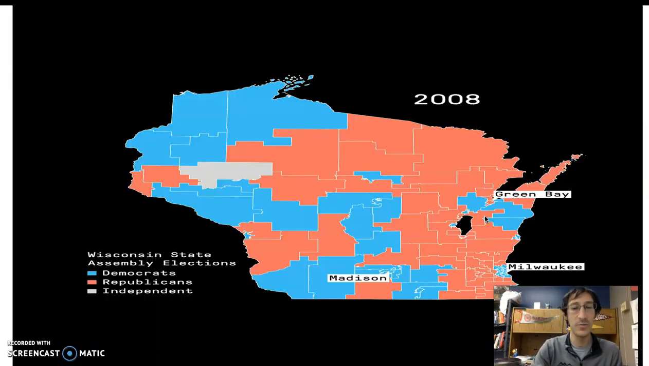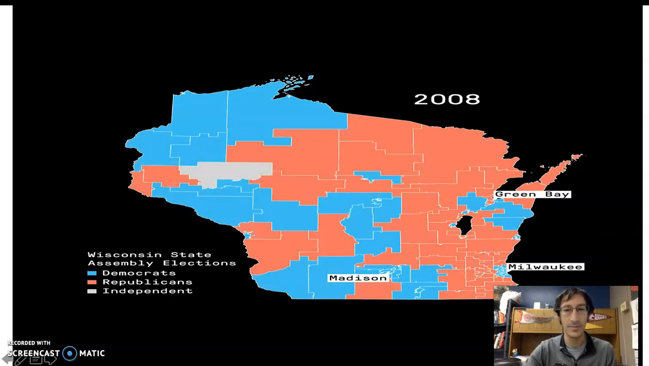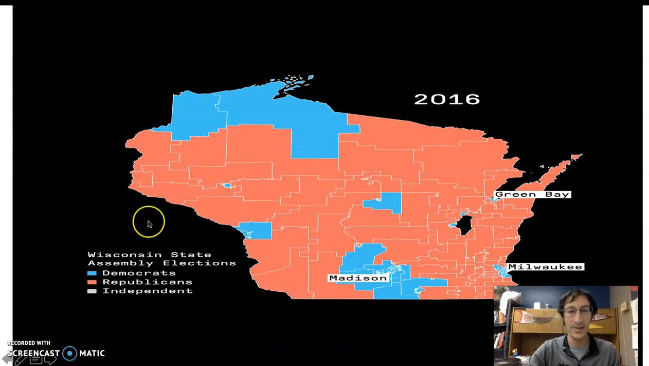There's a video from Vice that we're going to watch in class, or that we have watched in class, depending on when you watch this video, that looks at that in more specific detail. Looking at Wisconsin here, these are Wisconsin State Assembly elections, and you can see the changing demographics here between 2008 and 2016.